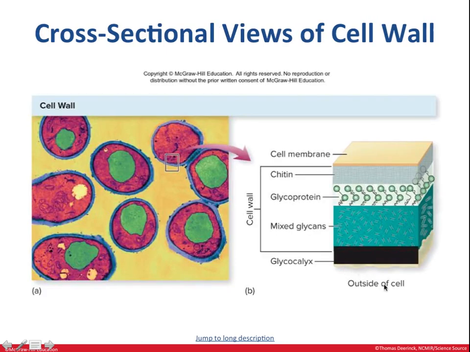So we can see this diagram. This is chitin, this is fungi. This is the cell wall. The middle layer is glycoprotein, and mixed glycan. The outer layer is the glycocalyx.